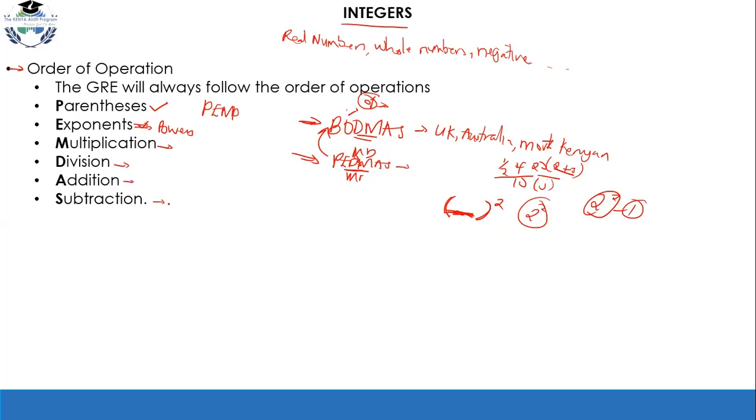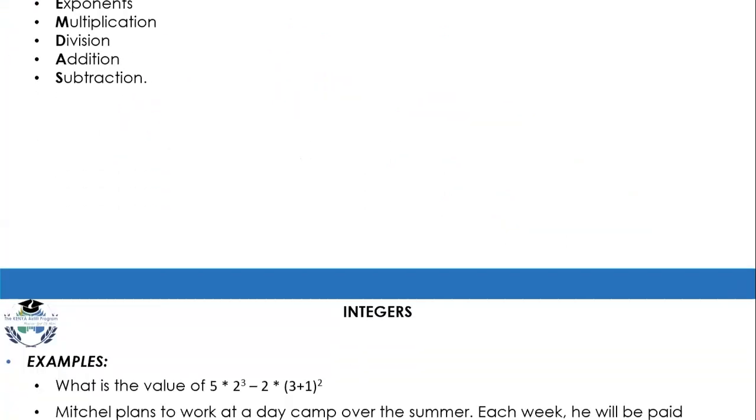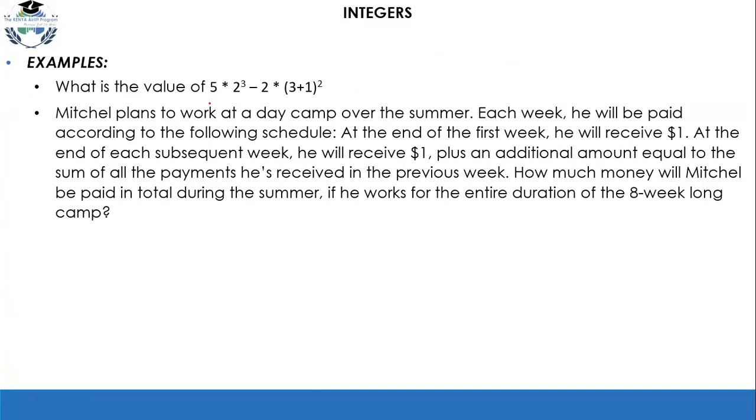So to help us just remember how this used to go, I think we're going to have an example here. This first example is what we are looking at. What is the value of 5 times 2 power 3 minus 2 times 3 plus 1 squared? Right, so again, PEMDAS here. So this one, we will solve whatever is in the bracket first. This will give you 4 squared times 2 minus 2 cubed times 5. So the next one will be, of course, exponents.